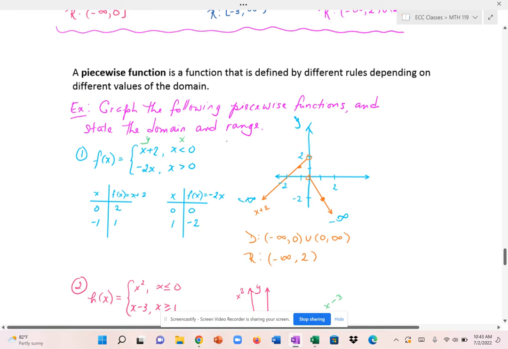So they both get graphed on the same xy plane because this is one function defined two different ways depending on the values of x.